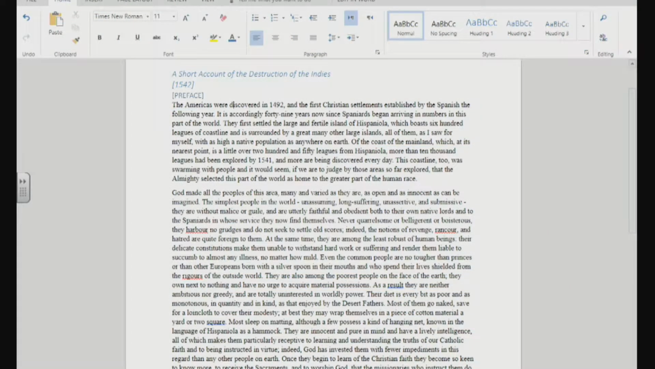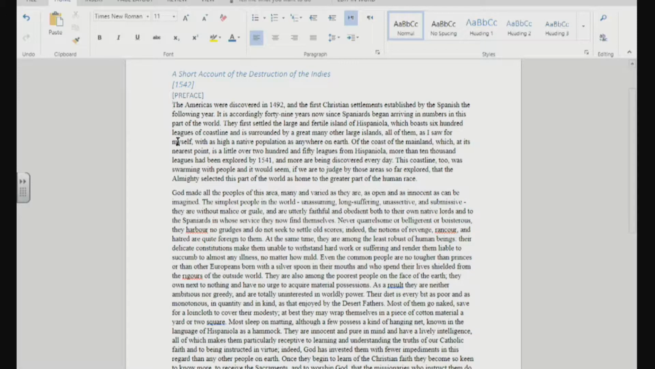So here we are. "The Americas were discovered in 1492 and the first Christian settlements established by the Spanish the following year. It is accordingly 49 years now since the Spaniards began arriving in numbers in this part of the world." So, interesting. De las Casas is talking to us right now about when he is and where he is.